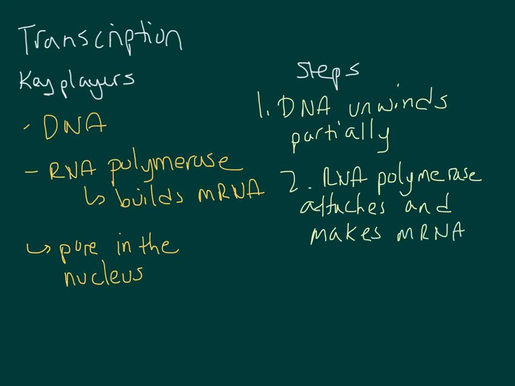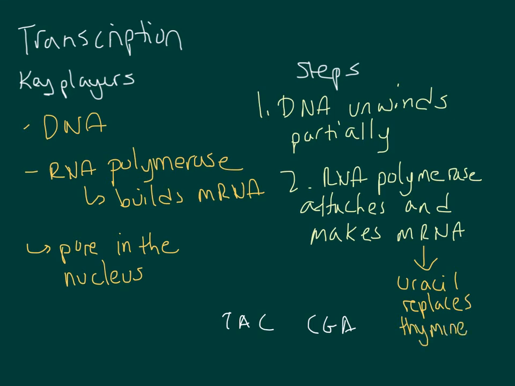So what would be an example of that? If we had a DNA strand that was TAC CGA, one difference between mRNA and DNA is that RNA has something called uracil. So uracil replaces thymine. There's no thymine in RNA. So then we have our complementary strand of RNA. This would be the template, and this would be our new mRNA.